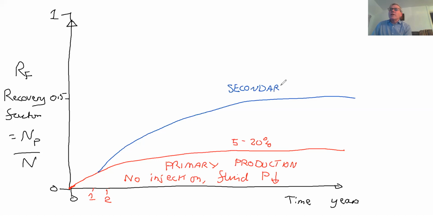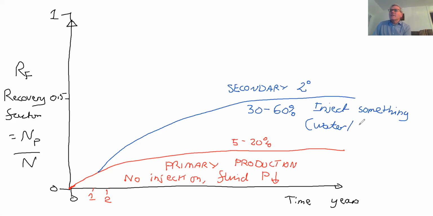And that's called secondary, right? And sometimes the symbol for it is with a little O above there. Typical recovery factors are in the range of about 30 to 60%. Okay. And you inject something, and that something is normally water. Okay, that's why I'm drawing this in blue, but it could be gas. Okay, and what it does is to maintain pressure. And to displace oil.